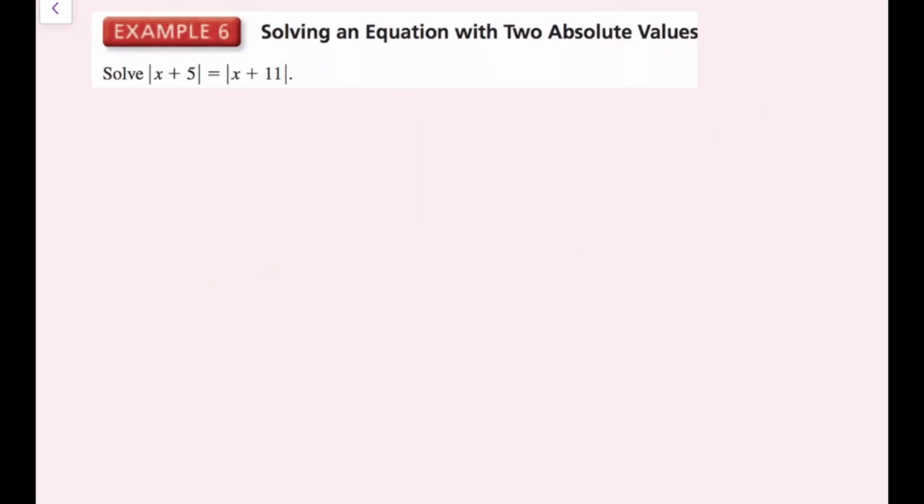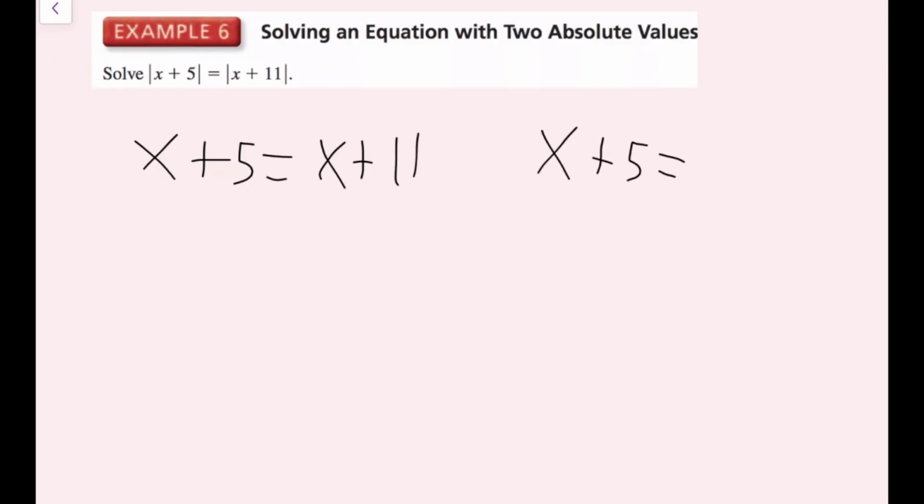So here we have the absolute value of x plus 5 equals the absolute value of x plus 11. So let's just do our same thing. I'm going to unwrap. I get x plus 5 equals x plus 11, and x plus 5 equals negative quantity x plus 11. Okay, so I'm going to solve these equations. First, I'm going to distribute this negative. So I have negative x minus 11 equals x plus 5.